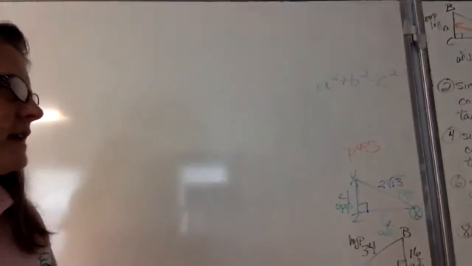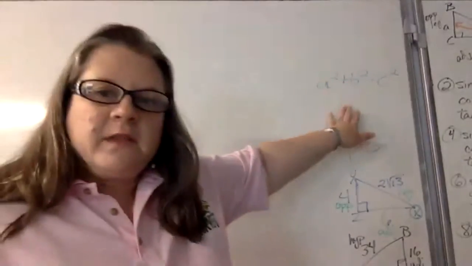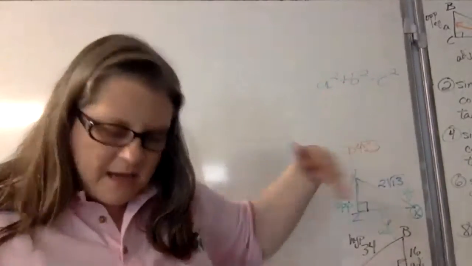Now like I said, if you're missing one of the sides, you can use your Pythagorean theorem to find the missing side before you can do the ratios.